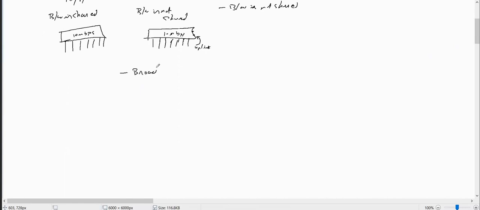Broadcast domain and collision domain. Broadcast domains and collision domains. What are they? Let us start with the broadcast domain. Now, anytime you say domain, it's a group. So, how do you define it?